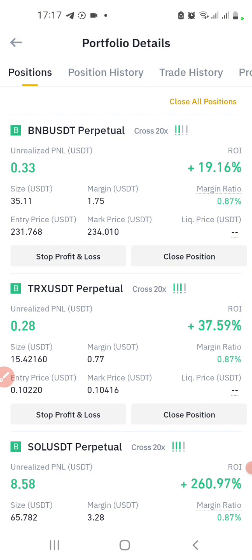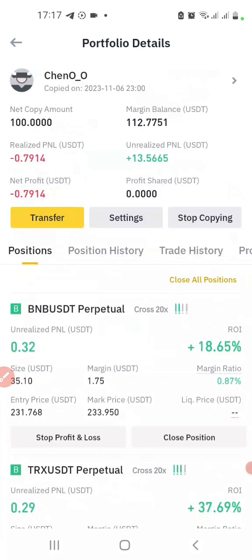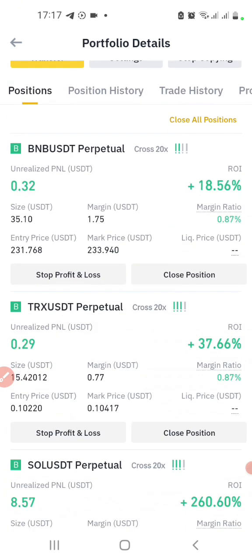So for BNB here, you can see that my entry price is 231.76, and the current price, or the market price, is 233.99. Okay, so first of all, we take the difference. We'll see the percentage variation from 231 to 233 to see the increase in percentage. That increase in percentage times 20, that's the leverage, will give you the return on investment.